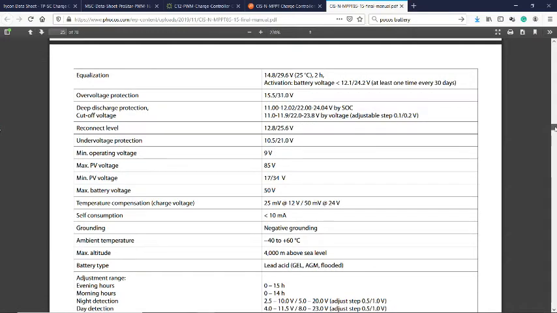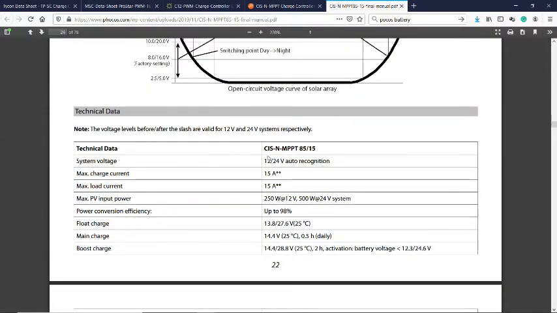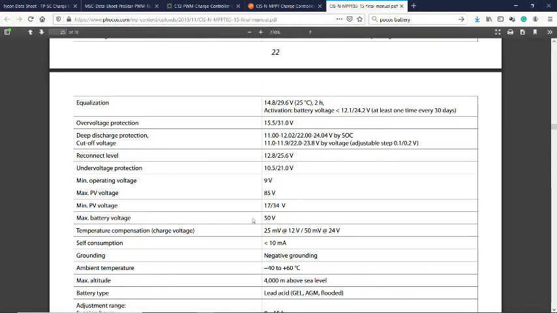So that one you can check here. This one. So maximum PV voltage is 85 volt, which is much higher than the system voltage, which is 12 volt or 24 volt. So this is the minimum operating voltage, 9 volt, and also minimum PV voltage, which is 70 volt or 34 volt. Declare here also the maximum battery voltage is 50 volt.